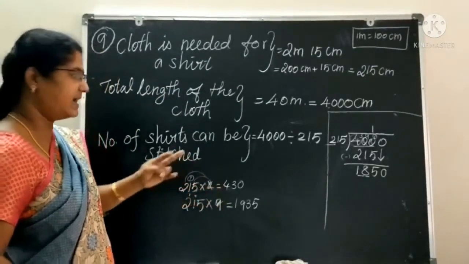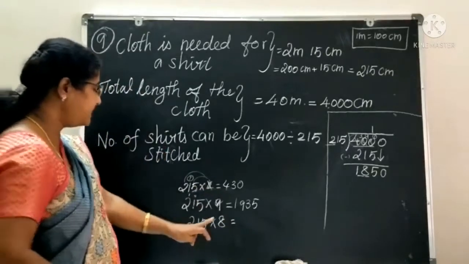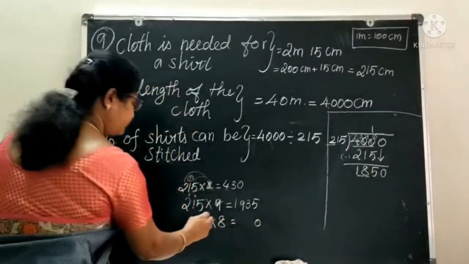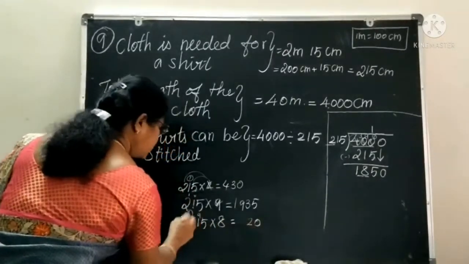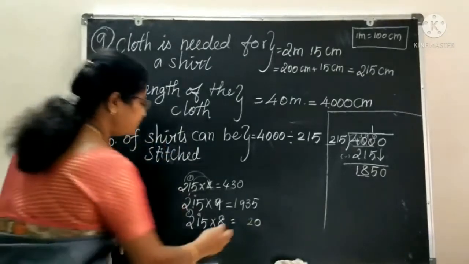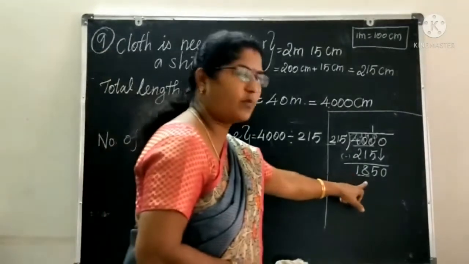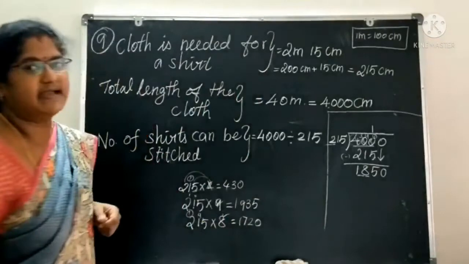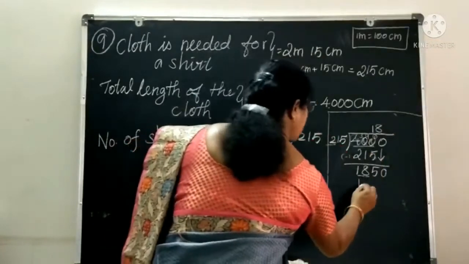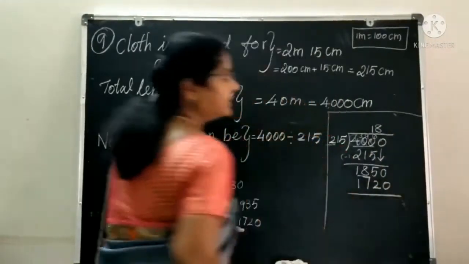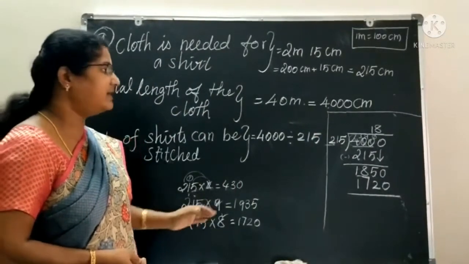What is the previous number? 8. So check. 215 into 8. 5 8's are 40. Balance 4. 1 8 is 8. 8 plus 4, 12. Balance 1. 2 8's are 16. 16 plus 1, 17. Now this 1720 is smaller, so it is correct. 8 times is possible. So we have to write 8. 8 times is 1720.